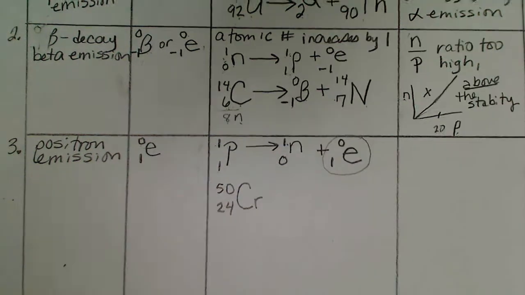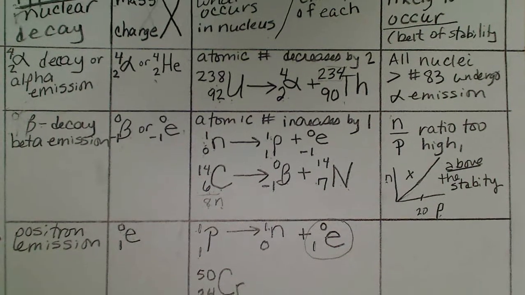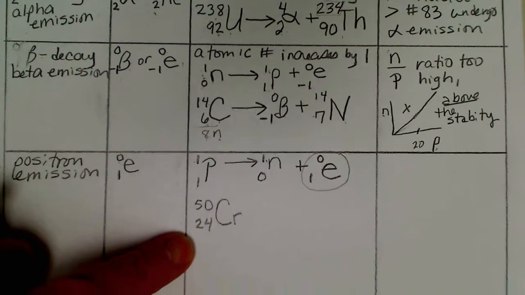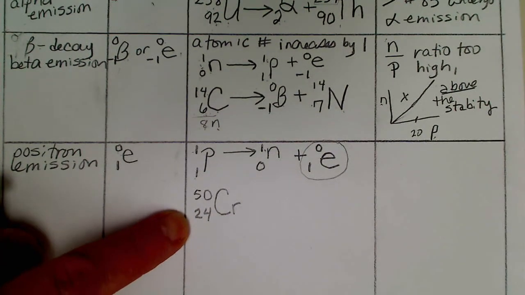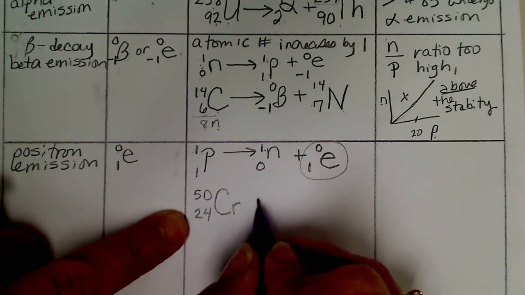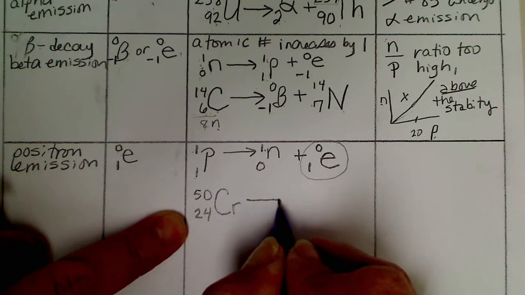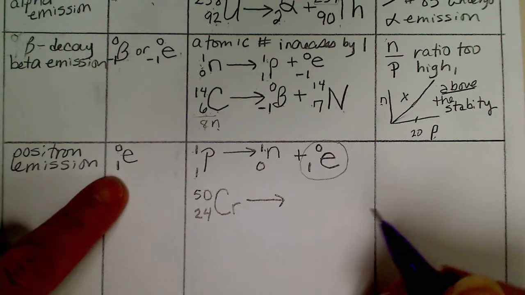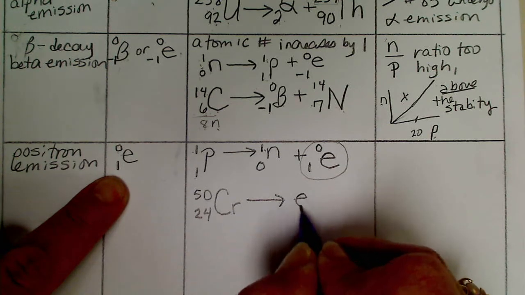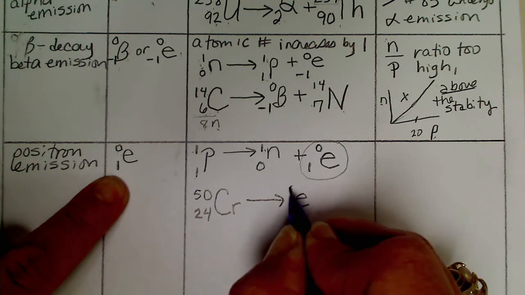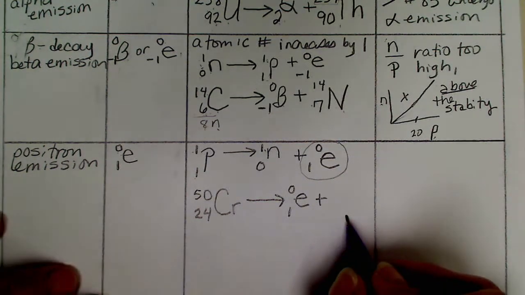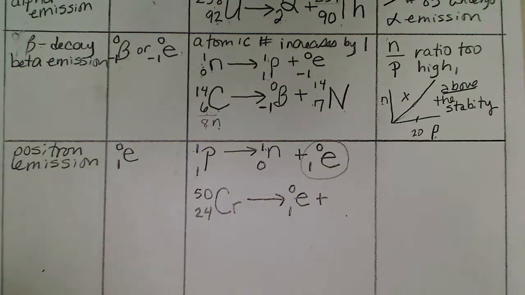And again, we're talking about spontaneous reactions. So the reactants side will simply have the isotope that's unstable. So chromium-50 is the only reactant. If we know that decays by positron emission, I might go ahead and put the positron first and then figure out what the resulting nucleus is.